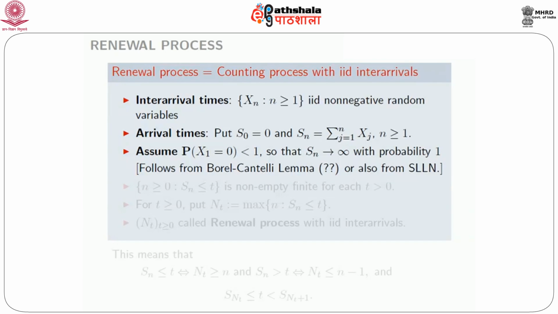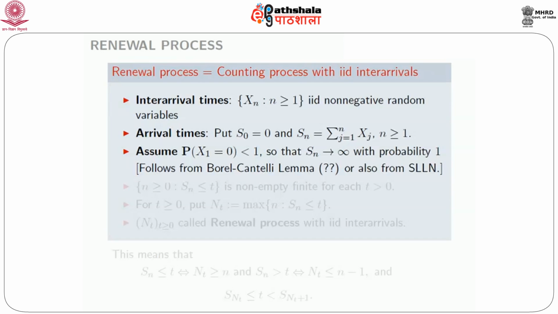The only restriction is that they are IID non-negative random variables, and of course, to keep things away from triviality, we will assume that they are not degenerate at 0, because in that case all arrivals would take place clubbed at 0. So, there is a positive probability that the X_n's take positive values, but we also allow positive probability for taking the value 0. So, these are the inter-arrival times. Arrival times are, as expected, partial sums of these. For the sake of completeness, we put S_0 to be 0, as we did even for a general counting process, and S_n is the partial sum of this IID sequence.